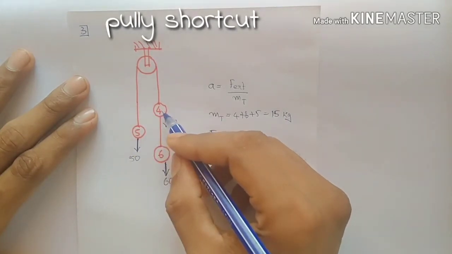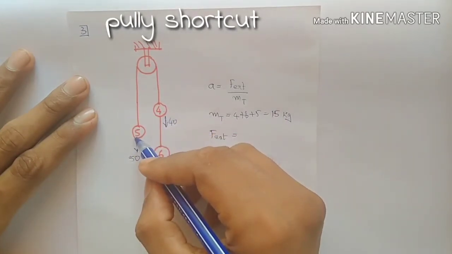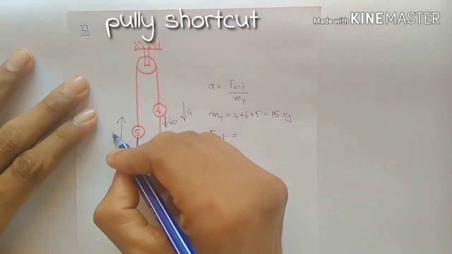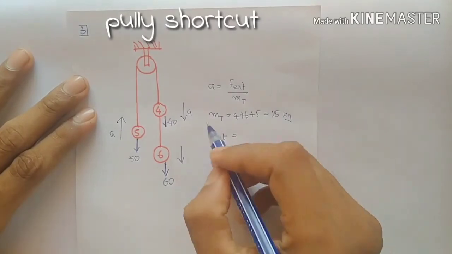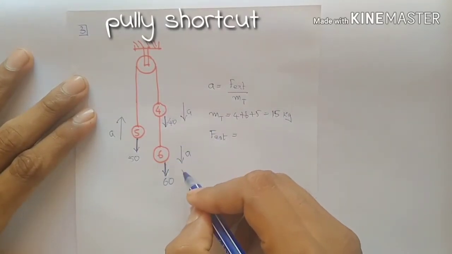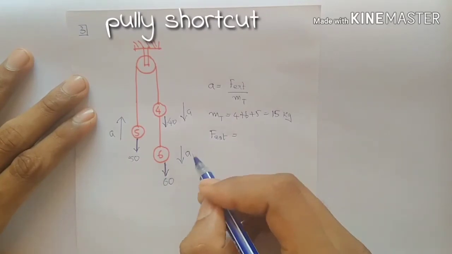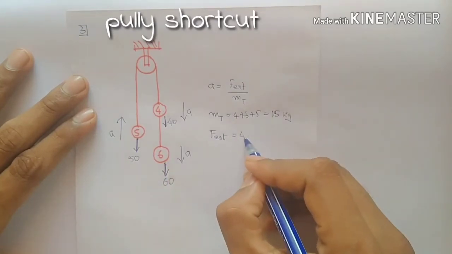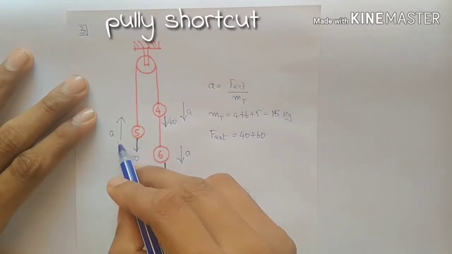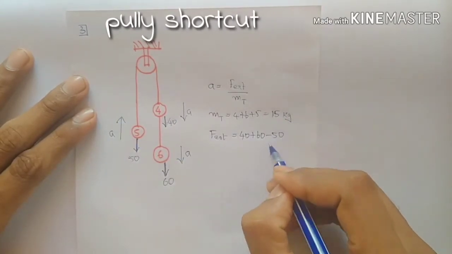Then, what's the direction of acceleration in this case? Since this side has a total mass of 10 and the other side has a total mass of 5, obviously the system will accelerate in this direction. As a result, this 5 kg mass will move upward. Forces in the direction of acceleration are taken as positive, the other forces as negative. Therefore 60 and 40 are positive, but this 50 Newton is negative. The force is in this direction, acceleration is in the opposite direction, therefore minus 50.